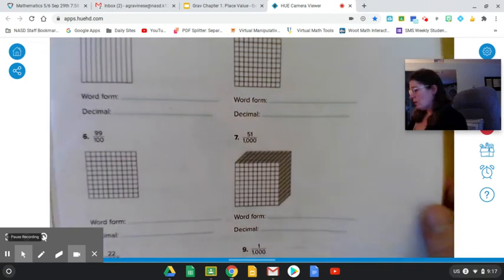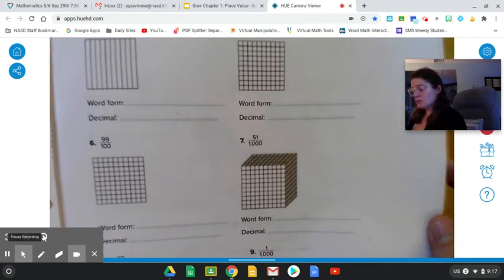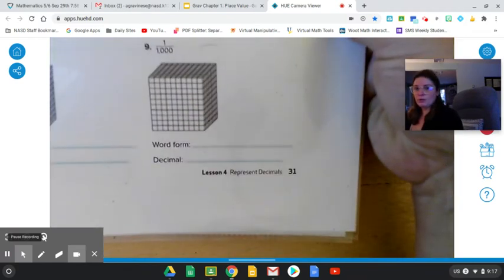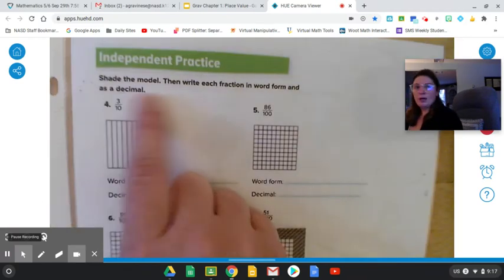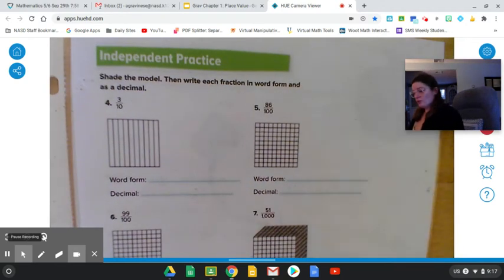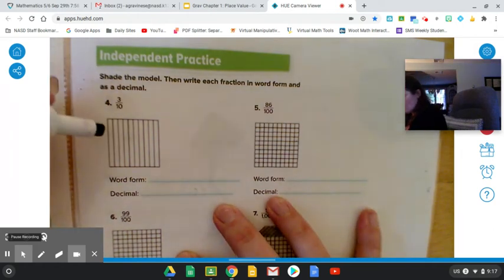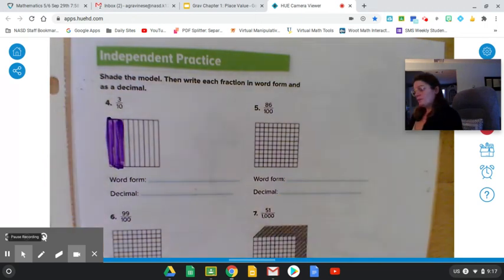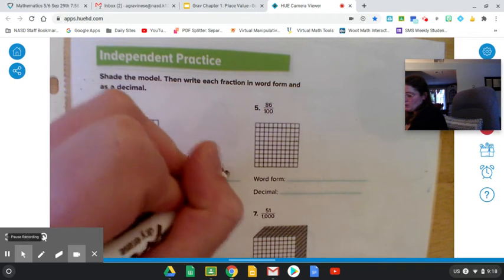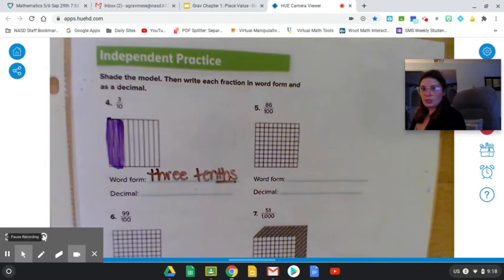So we are now writing these as decimals. The direction, this is page 31, in case you were wondering. Shade the model, then write each fraction in word form and as a decimal. So for number 4, we have tenths. Let's shade in 3 of those tenths. 1, 2, 3. In word form, that looks like 3 tenths. Don't forget your THS.